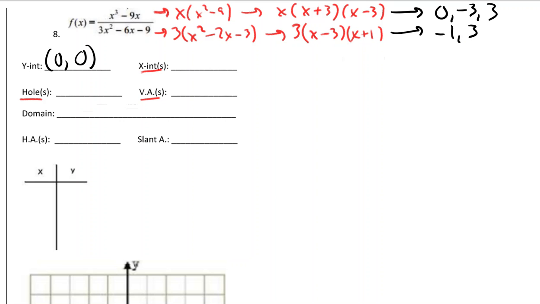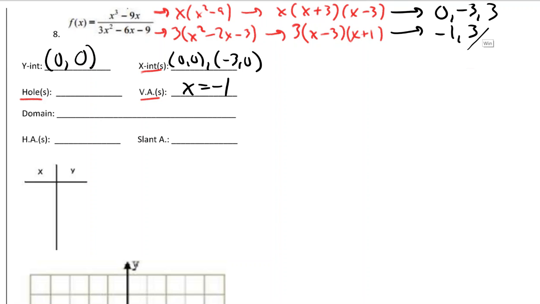So any number that makes just the numerator 0 ends up being an x-intercept. So that was 0 and negative 3. 0 we should have known because the origin's not just a y-intercept, it's also an x-intercept, but it's good to see that the algebra is consistent with that. Any number that made just the denominator 0 is a vertical asymptote.